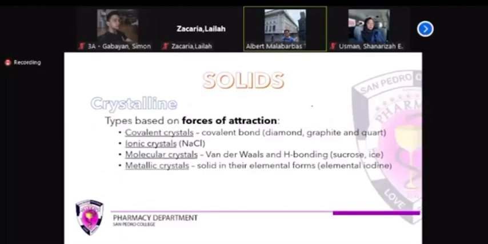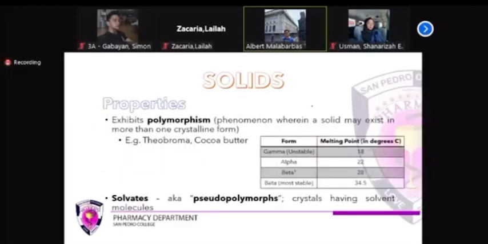Okay? Next, properties of your solids. Some solids exhibit polymorphism. When we say polymorphism, it's the phenomenon wherein a solid may exist in more than one crystalline form. Like for example, your theobroma or cocoa butter, which is a suppository base. There are several forms of theobroma or cocoa butter, but the most stable would be the beta one. The beta one has a melting point of 34.5 degrees Celsius. So this means it will remain solid at room temp, but at body temp, it will melt.